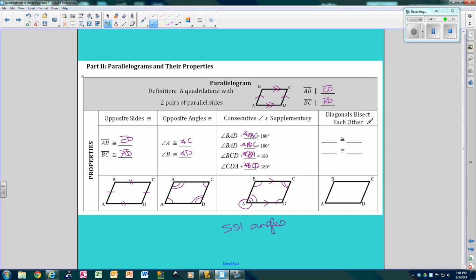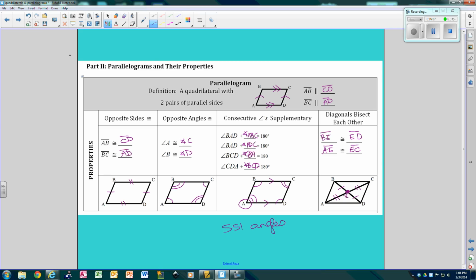And the diagonals bisect each other. If I draw a diagonal from A to C, and then the diagonal from B to D, they intersect right here. We'll call this point E. So I know this one is congruent to this one, and this one is congruent to this one, because they cut each other in half. So BE is congruent to ED, and AE is congruent to EC.